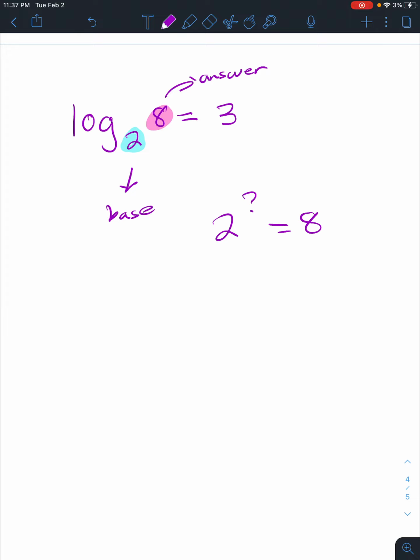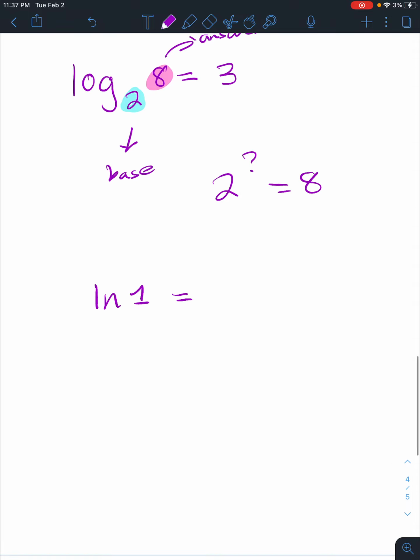So once again, I'm going to do an example. ln of 1 equals what? I'm going to do the same thing. What is my base? My base is e. So in my head, I'm going to think, e to the power of what gives me 1? Well, I know that e is a number, and if I raise any number to the power of 0, it's always going to give me 1. So that's why this answer is 0, and I would box that in. This is called evaluating, because when you evaluate, you actually get an answer.